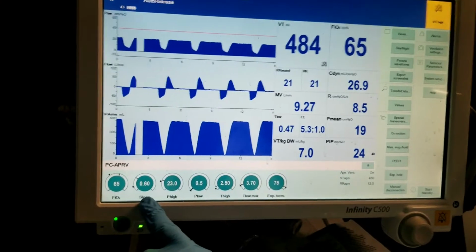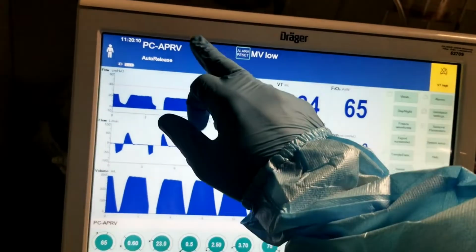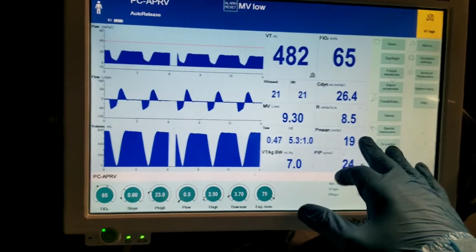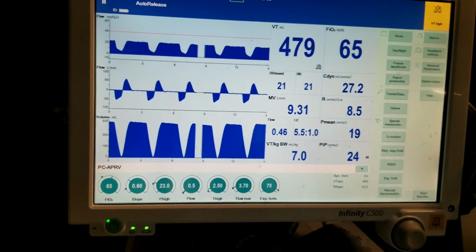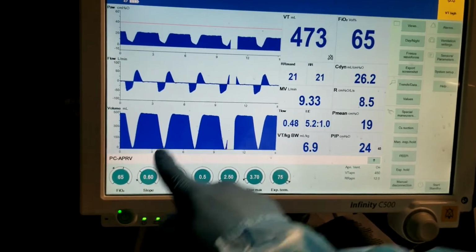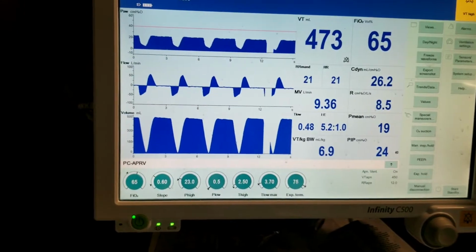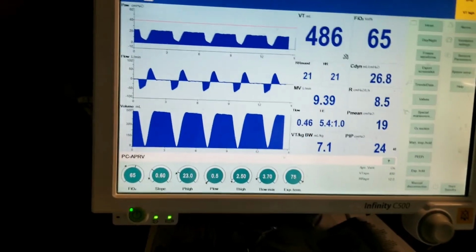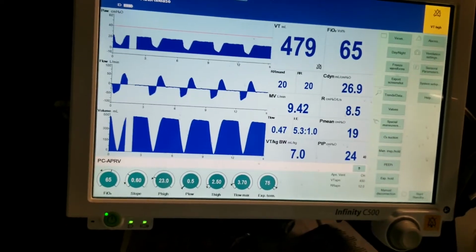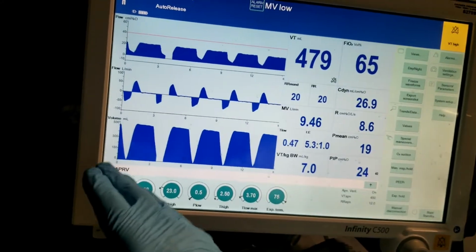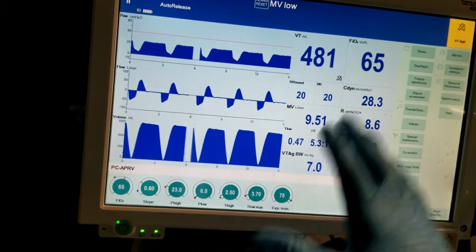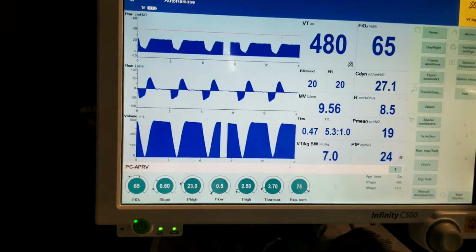When you increase the slope, just watch out because it doesn't come up as quickly, and sometimes you'll have a slight decrease in your mean pressure. So you see, 0.6, I went up to 470, 480. So I was able to drop it by 2 and increase the slope and achieve the same tidal volume with less pressure.